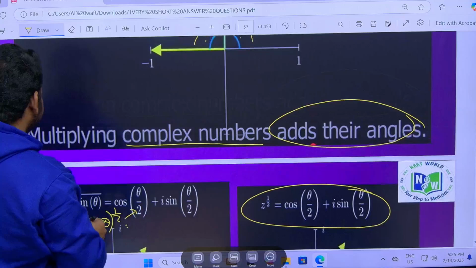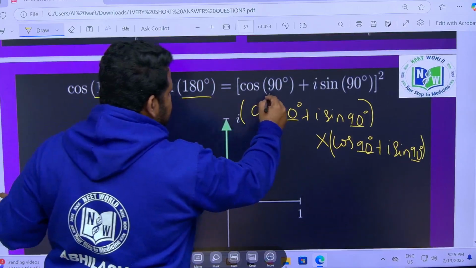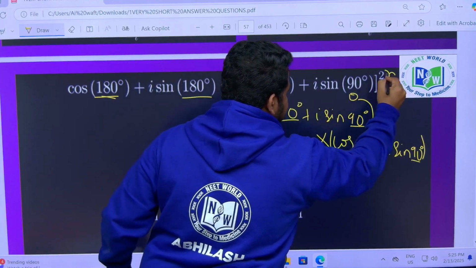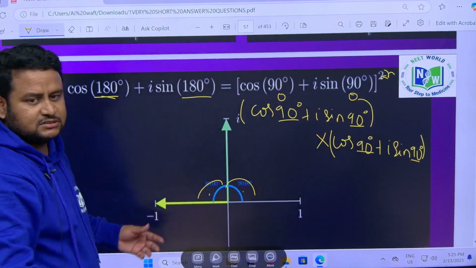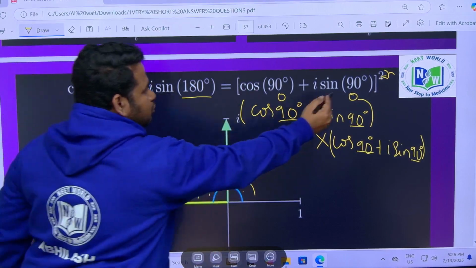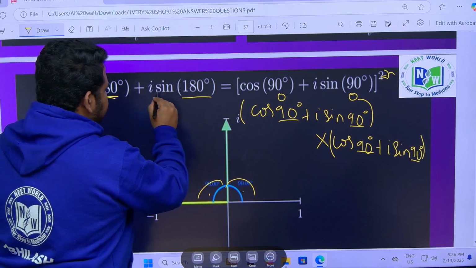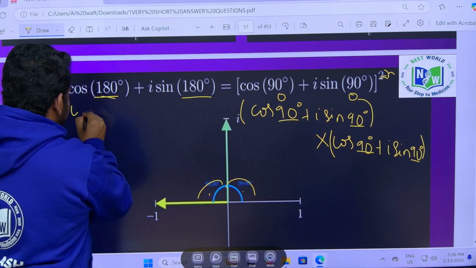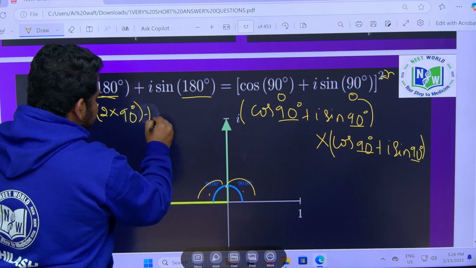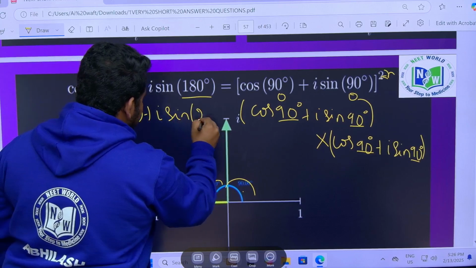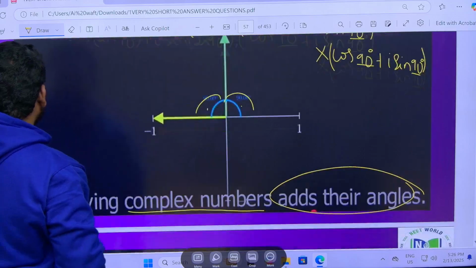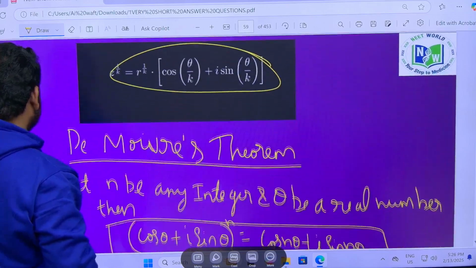So here, see, (cos theta plus i sin theta) to the power of n. Here n is 2. So this becomes (cos theta plus i sin theta) to the power of 2. So 2 times 90 degrees, here also 2 into 90 degrees. So cos of 2 times 90 degrees plus i sin of 2 times 90 degrees. That comes to 180 degrees. So this is how De-Moivre's theorem is illustrated.